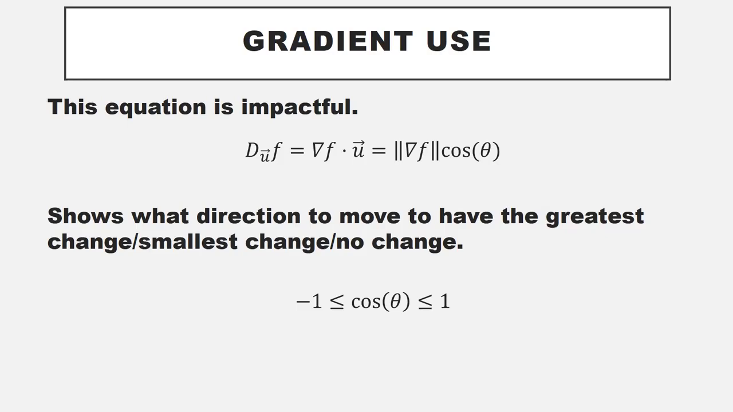What direction is that? Well, again, theta is an angle where cosine of theta is 1. By the way, we should all know that cosine of 0 is 1. Then if theta is 0, we get our maximum. If theta were pi, we'd get -1. That's the smallest change or biggest change in the negative direction. And if theta is pi over 2, we get no change whatsoever because the cosine will be 0.